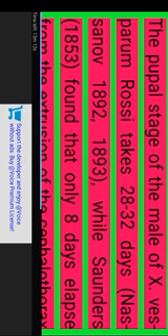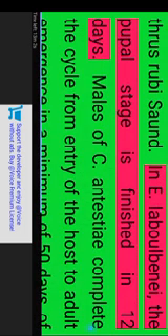The pupal stage of the male of X. vesperum rossi takes 28 to 32 days, Nasanov 1892, 1893, while Saunders, 1853, found that only 8 days elapse from the extrusion of the cephalothorax to emergence of the male of Hylecthrus rubiscens. In E. labobene, the pupal stage is finished in 12 days.